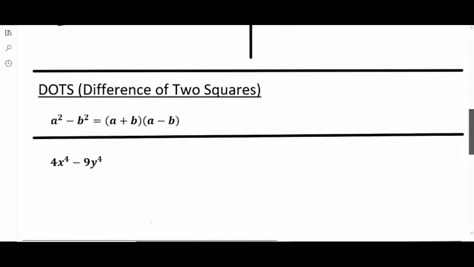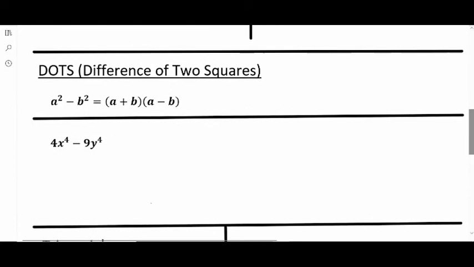Okay, let's move on to difference of two squares. Please remember that difference in mathematics means subtract. So if you are given an expression and it contains an addition, you can't apply difference of two squares. That doesn't make sense. This is the standard formula for difference of two squares.